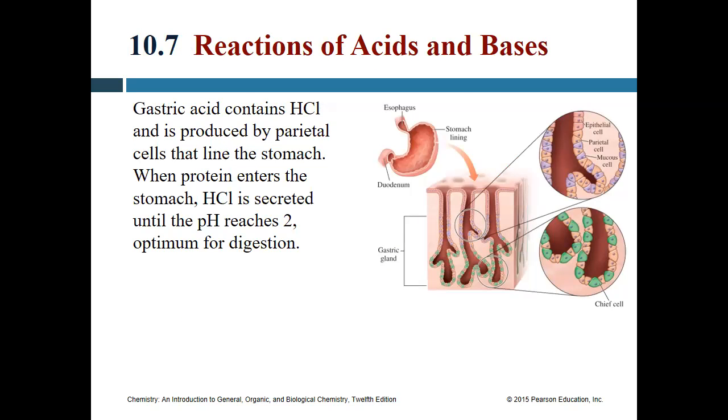So now we get into the stuff that you probably haven't seen, at least not that much of. You maybe saw a little bit of it in lab yesterday. We're getting into some reactions. Now, the most common reaction that occurs, at least from our standpoint, is in your stomach, the hydrochloric acid that comprises gastric juice is what is used to break down your food.